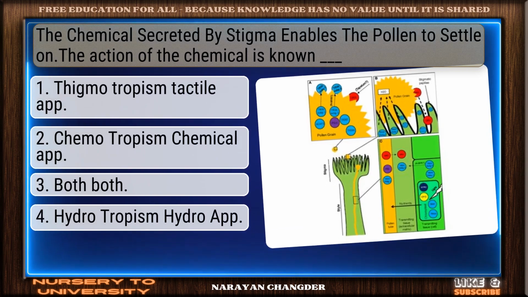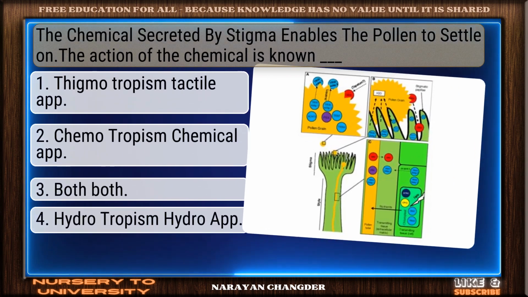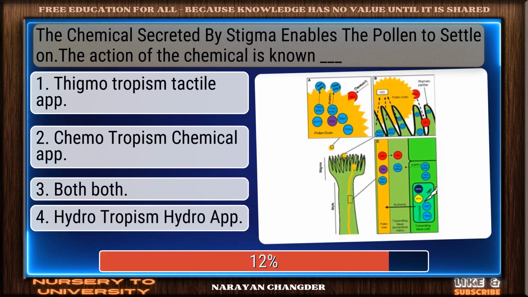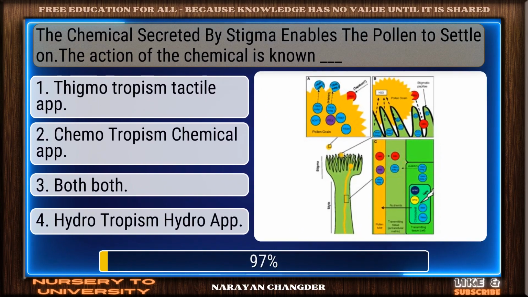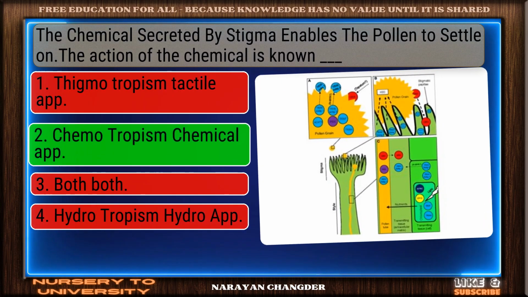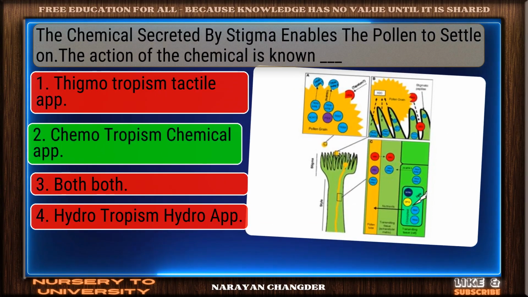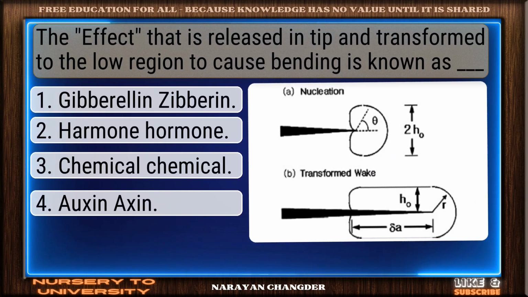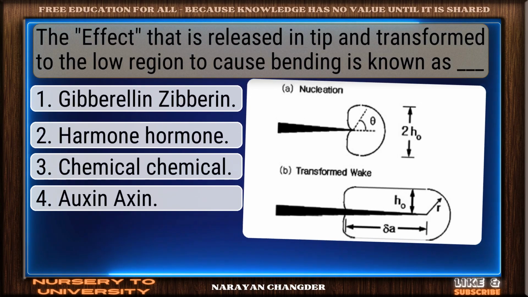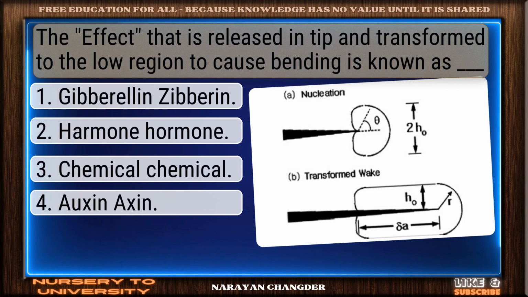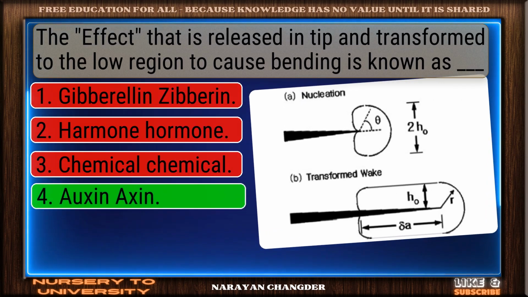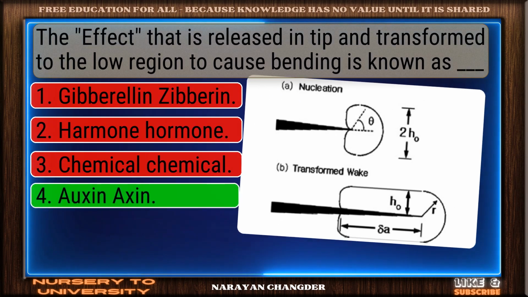The chemical secreted by stigma enables the pollen to settle on it. The action of the chemical is known as dash. Excellent. Chemotropism is well reasoned. The hormone that is released in the tip and transported to the lower region to cause bending is known as dash. Strong choice. Auxin is right.